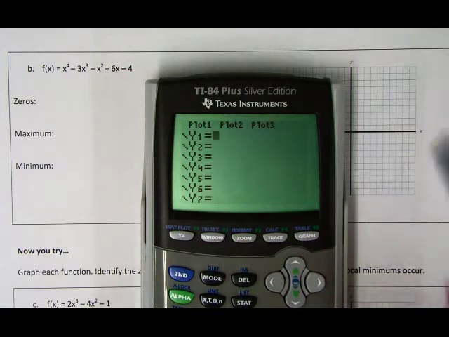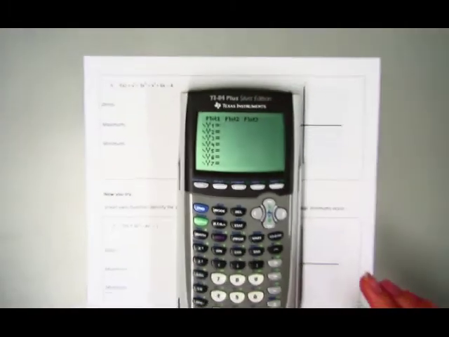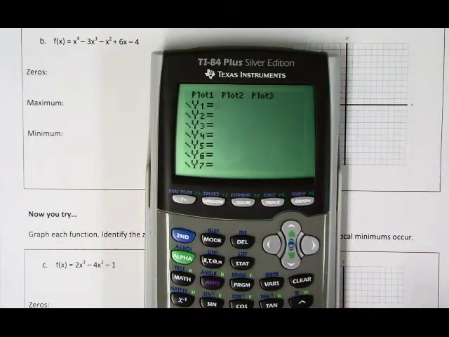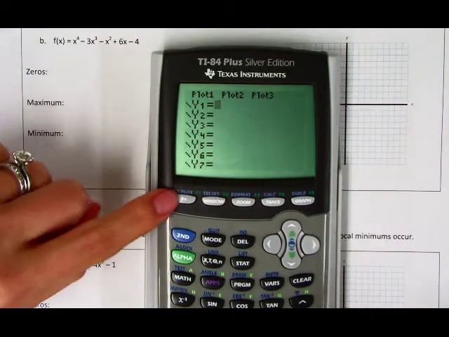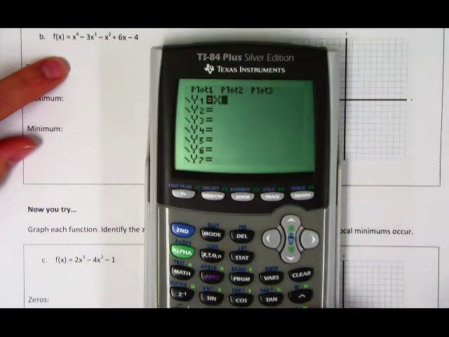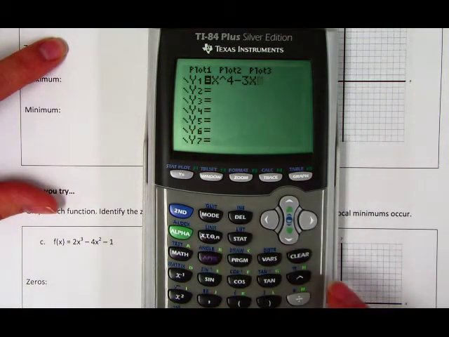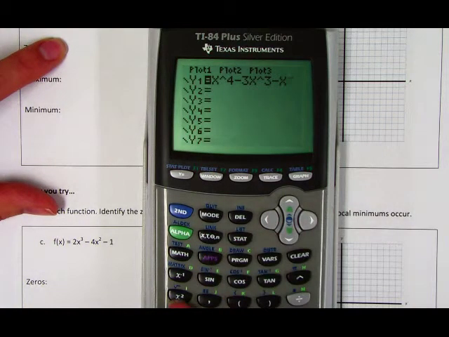So in our y equals, clear, I'm going to slide this up. And again, you find your y equals button all the way to the left and click on that. And if we plug this in, x to the, which is your caret, which is above your divide, caret, to the 4th power minus 3, our x is up here, caret, to the 3rd power minus x squared, buttons over here, plus 6x minus 4.